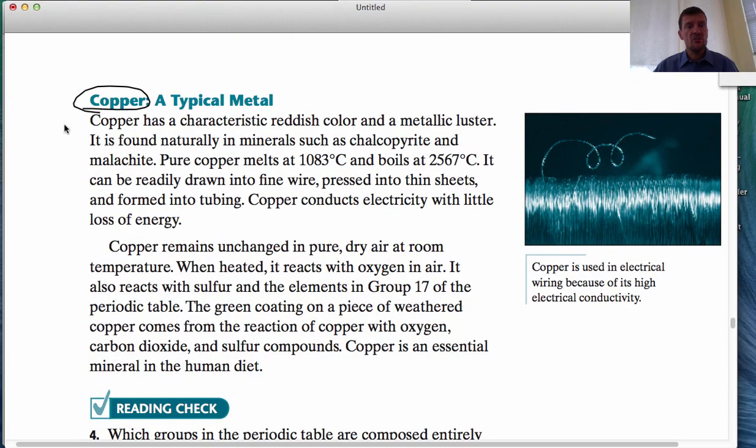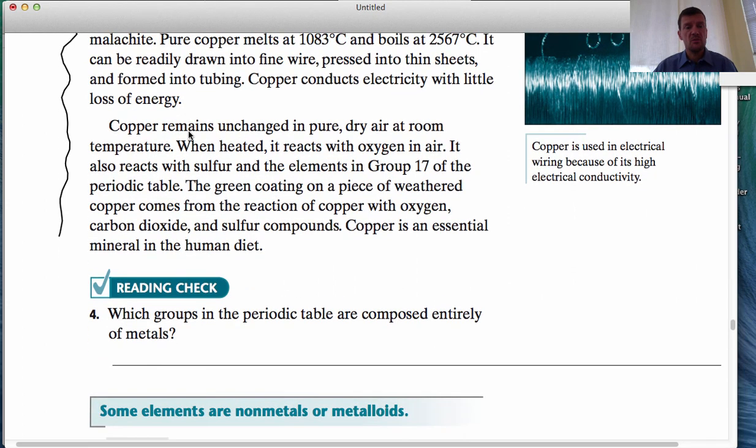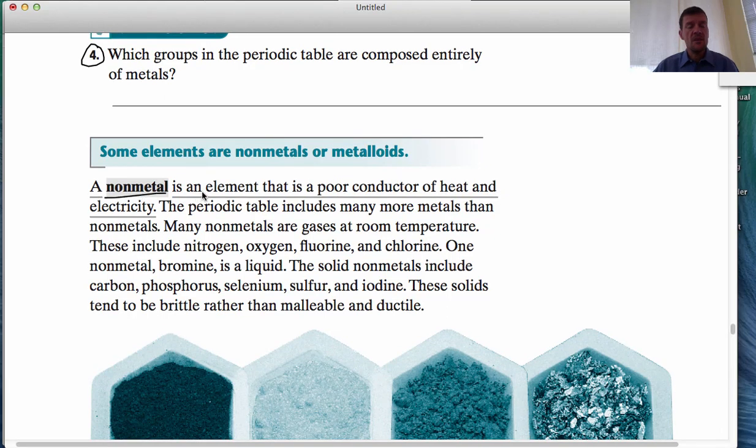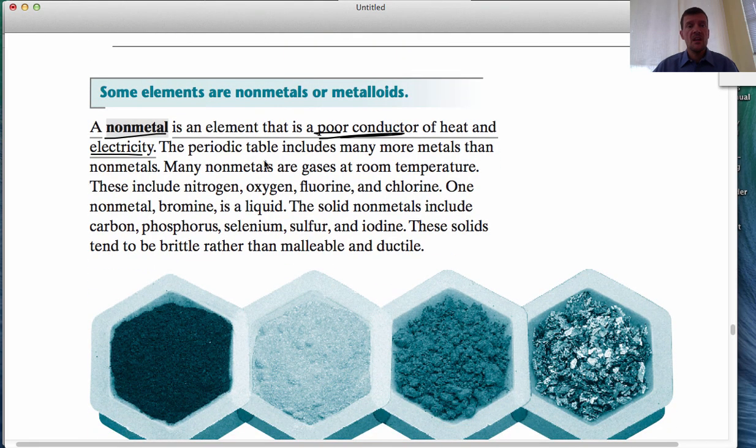Here, you can read this. I'm not going to read this for you or go through this for you. It's just talking about copper as a typical metal, and some of the properties of copper which you might be familiar with already. Okay? Answer question 4. A nonmetal, you can see right away there's differences. It is not a good conductor of heat nor electricity, so it doesn't conduct either of those. And you'll notice that there are many more metals than there are nonmetals.